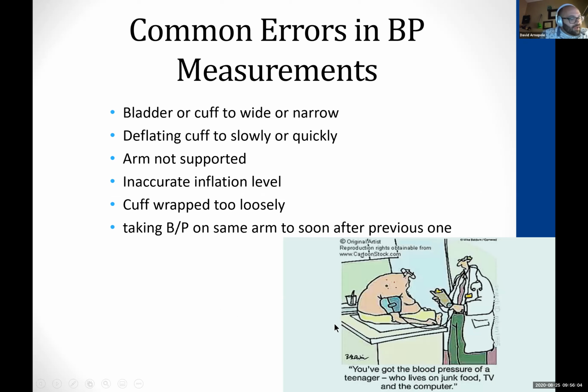So, common errors, blood pressure cuff too wide or too narrow? Too wide tends to give you more of a false high because you need more pressure with it, and too narrow can give you more of a false low. Deflating the cuff too slowly or too rapidly can also change it because you can't hear it appropriately. If the cuff is wrapped too loosely, we can have other problems. If the arm is above the level of the heart or below the level of the heart, that's why we have people sit appropriately. That's when we're going to make sure that they've got it and they check their blood pressure then, so we don't have numbers too high or too low.